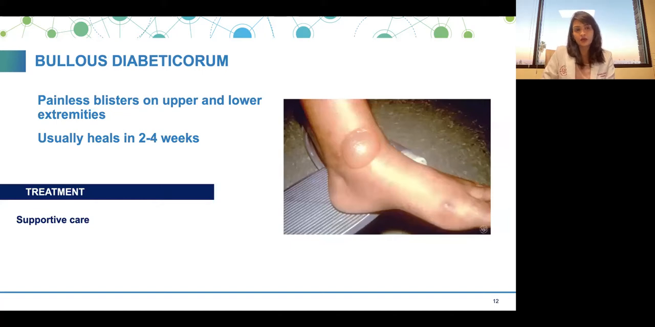Next, bullous diabeticorum. These are very painless blisters that can happen either on the lower extremity, where it's more common, but sometimes even on the upper extremity. Usually they heal on their own in 2 to 4 weeks. And in terms of treatment, it's just supportive care that's recommended.